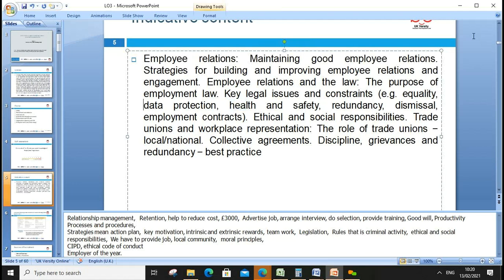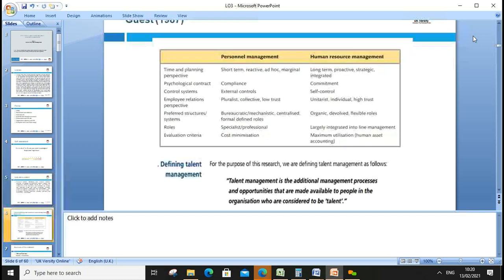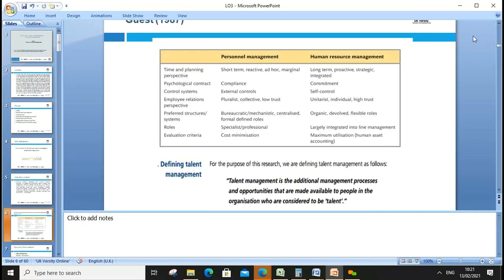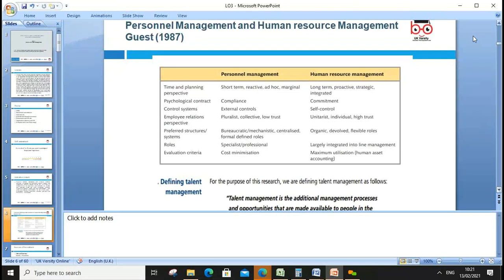So why do we prefer to join those organizations? They follow good legislation. They are ethically correct. So we go through the legislation. Data protection, which was 1998, was updated in 2018 with GDPR. Health and safety 1974, redundancy, dismissal, and various other legislation. In the contract, some are implied conditions and some are express conditions. In all, we have to follow the contract as well.